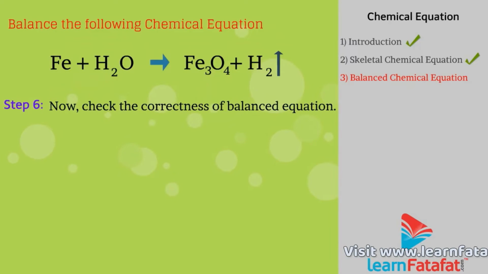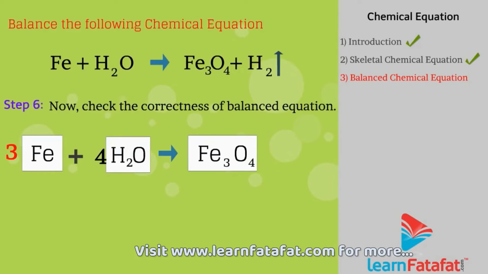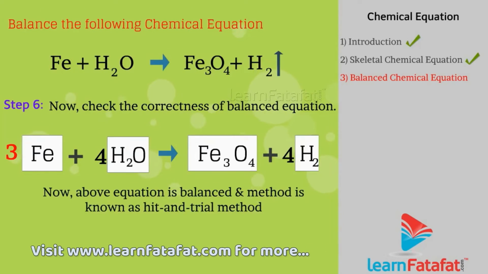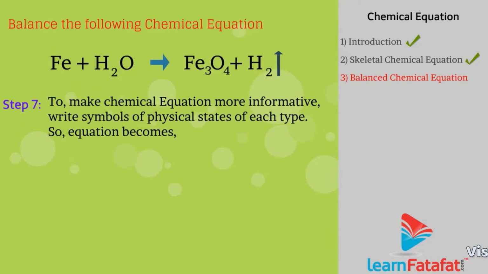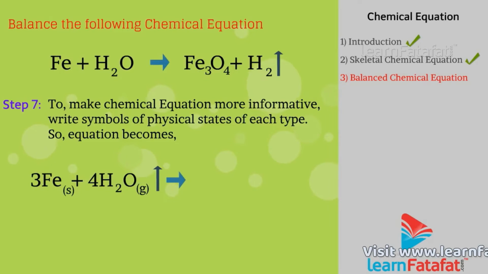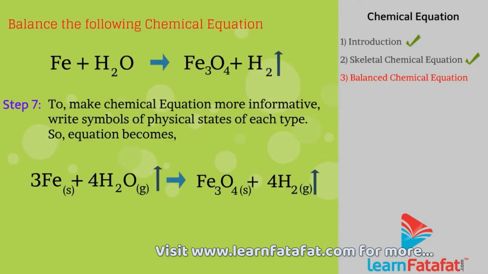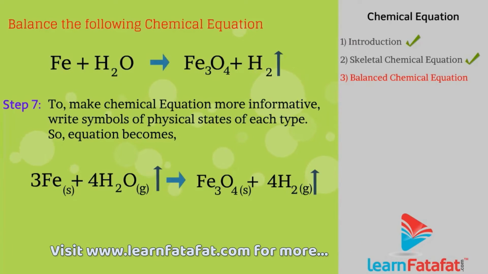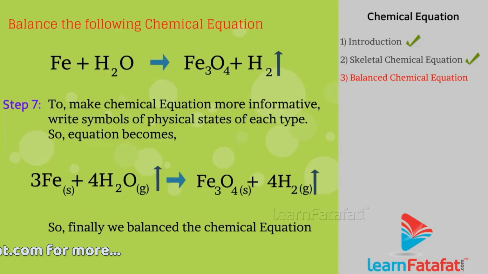Now, check the correctness of the balanced equation, which is balanced now. This method of balancing a chemical equation is called hit and trial method. Step 7. To make the chemical equation more informative, write symbols of physical states of each type. So finally, we balanced the chemical equation.